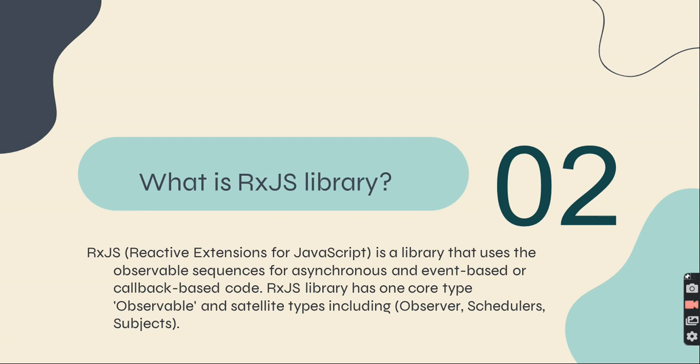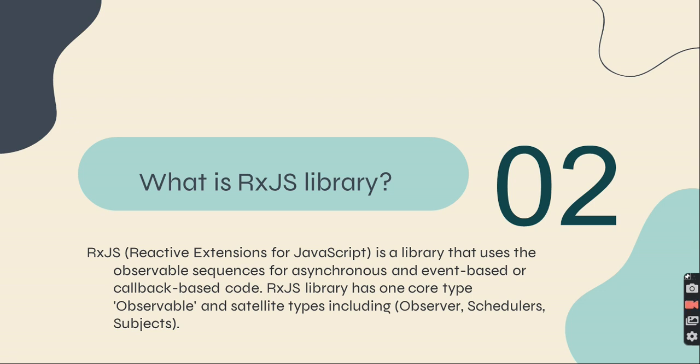What is the RxJS library? Now, RxJS stands for Reactive Extensions for JavaScript library. Basically, for asynchronous calls, you know that in Angular we use asynchronous calls or asynchronous events, we use the RxJS library. So we need to import that library from npm, right? And the RxJS library also provides some types, basically observable, scheduler, subject, that kind of types.